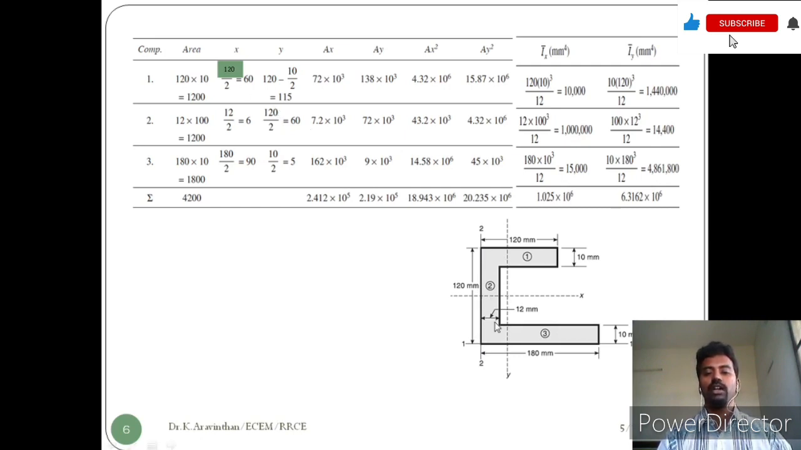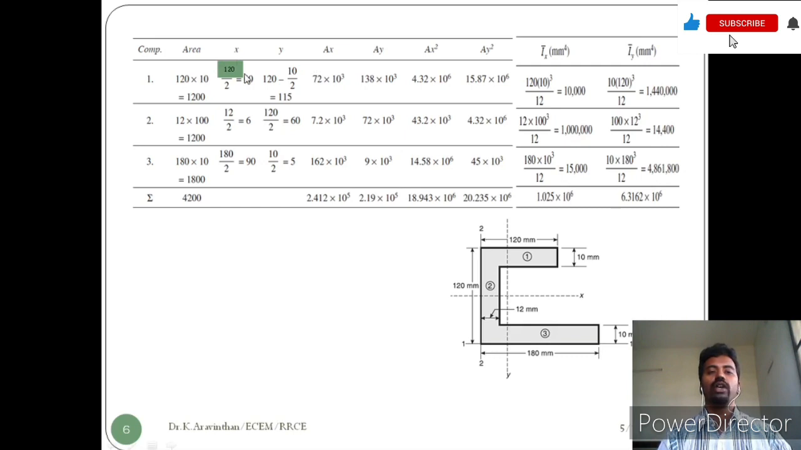And for the second component, the component has a depth of 100 mm. So 100 by 2 is 50. 50 plus 10 is 60 mm. So 60 mm is the second component centroidal distance, and the third component centroidal distance is 10 by 2, that is 5 mm. Next, let us identify AX and AY.